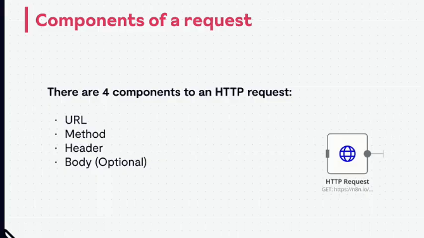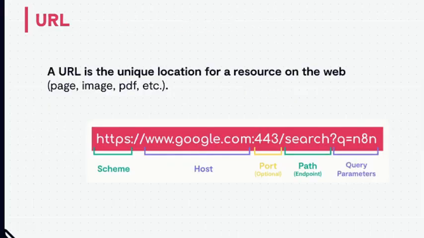There are four components to an HTTP request. There is the URL, the method, the header, and the body. Let's look at each one of them. The URL is the unique location for a resource on the web. This can be a page, an image, a PDF, or some data. Here we have an example of a URL. You can see a scheme, a host, a port, a path, and some query parameters. The scheme, the host, and the path are going to be mandatory, and the port and query parameters are going to be optional. Something that is important to note, query parameters are always preceded by a question mark.